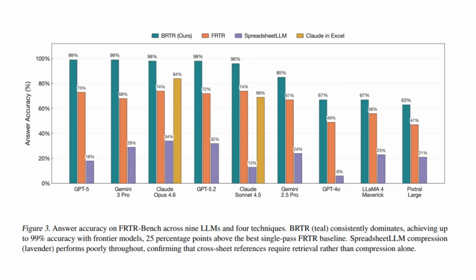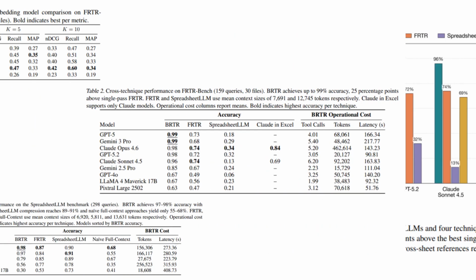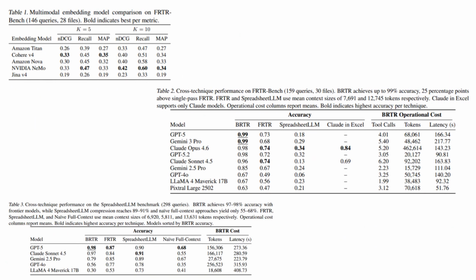The results are honestly wild. On complex benchmarks, BRTR improves accuracy by up to 25 percentage points. On enterprise finance workflows, it reaches around 95% accuracy. Even more interesting, it maintains performance as spreadsheets scale to millions of cells, and GPT 5.2 shows the best balance of cost versus performance.